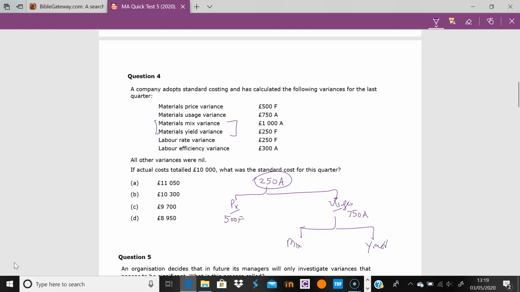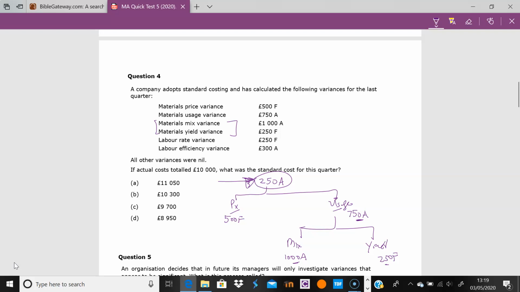I mean, it's just confirming answers. The mix variance here is 1000 adverse on further investigation, and I have a favorable variance here of 250 favorable. So really this 750 is made up of this 1000 and this 250. The variance I'm actually interested in ultimately is this 250 here for materials. This is just how it's broken down, and we spent time investigating that.